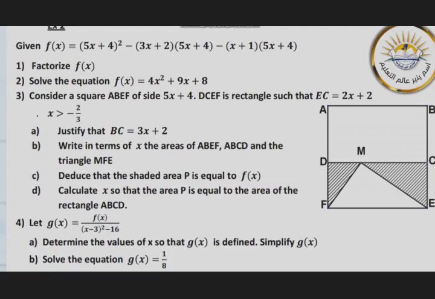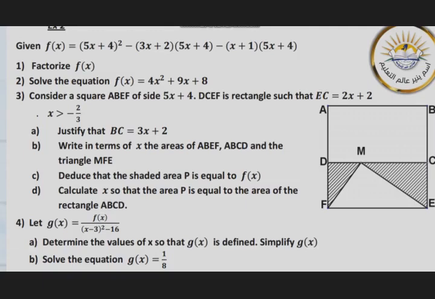3. Consider a square ABEF of side 5x plus 4. DCEF is a rectangle such that EC is equal to 2x plus 2 and x is larger than minus 2 over 3. A. Justify that BC is equal to 3x plus 2. B. Write in terms of x the areas of ABEF, ABCD, and the triangle MFE. C. Deduce that the shaded area P is equal to f of x. D. Calculate x so that the area P is equal to the area of the rectangle ABCD.